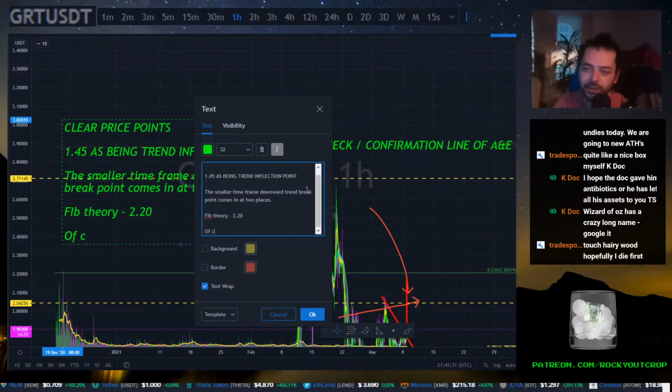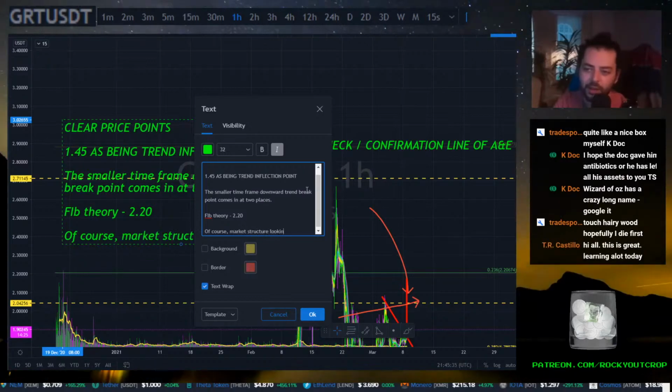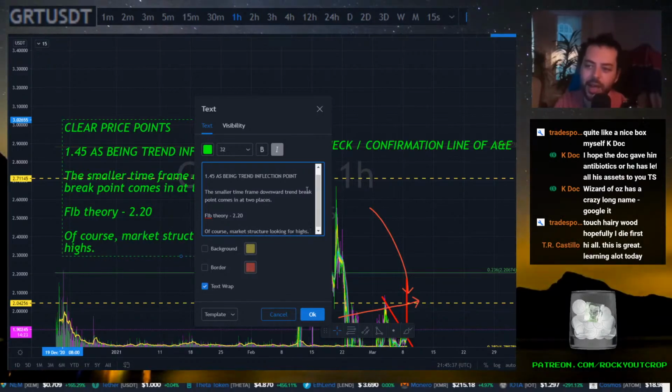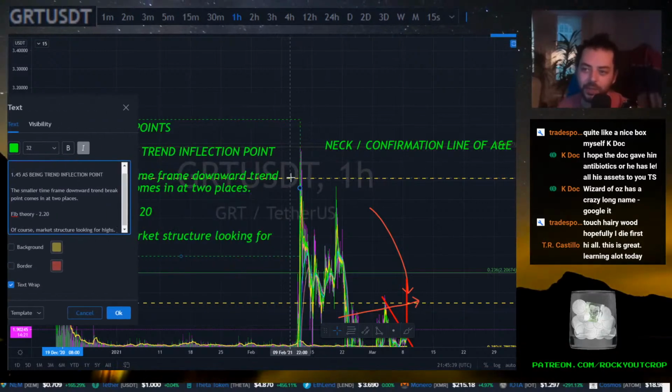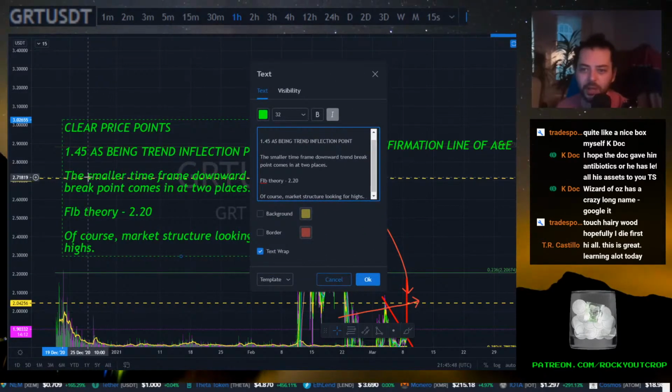And of course, just market structure, looking for highs. We'd have to then be looking up towards our previous high, and let's just say consecutive opens and closes on a decent enough time frame up above that price point there, which is what, 270 is going to be the next one.